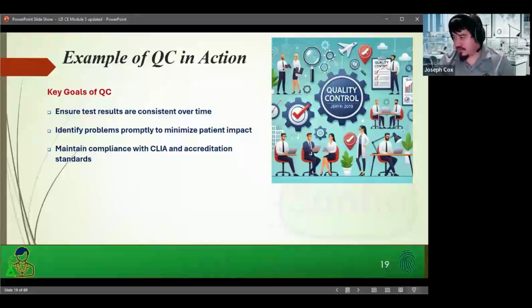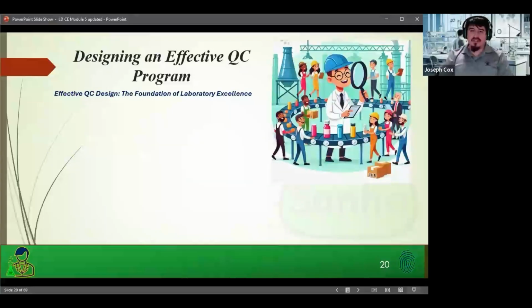You've got to have that to be able to evaluate accuracy and precision of your test and reliability. Ultimately, the QC is central to protecting patient outcomes and upholding the integrity of laboratory operations. So let's talk about designing an effective QC program. So hopefully I glossed over what a QC is, why it's important, and what you can do with it. Now let's see about designing the program.